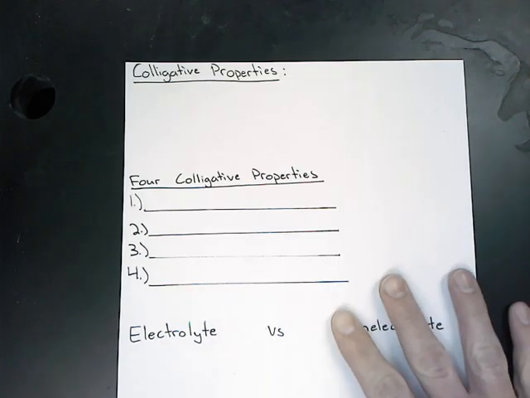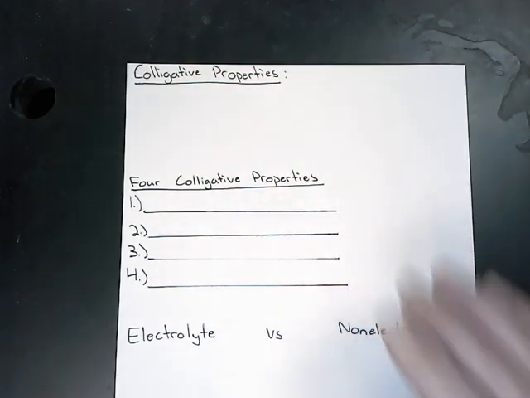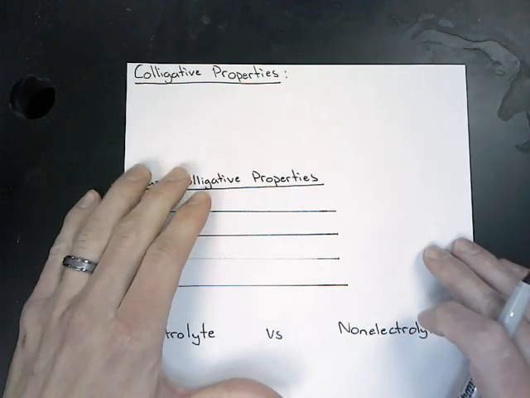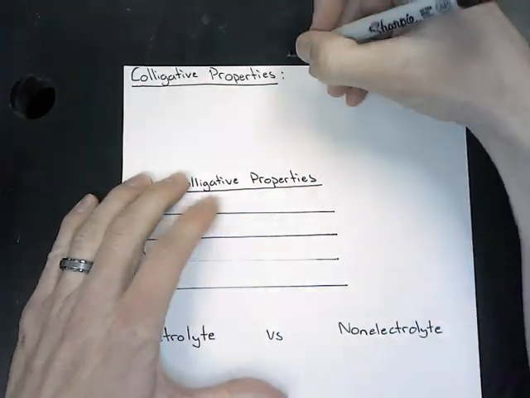So let's go ahead and get started with what a definition of colligative properties is. So the colligative properties are defined as the physical properties of solutions that are affected by the number of particles but not by the identity of those dissolved solute particles. So what I want you to do is write what I'm about ready to write down. I'm just going to write down that definition that I just stated.